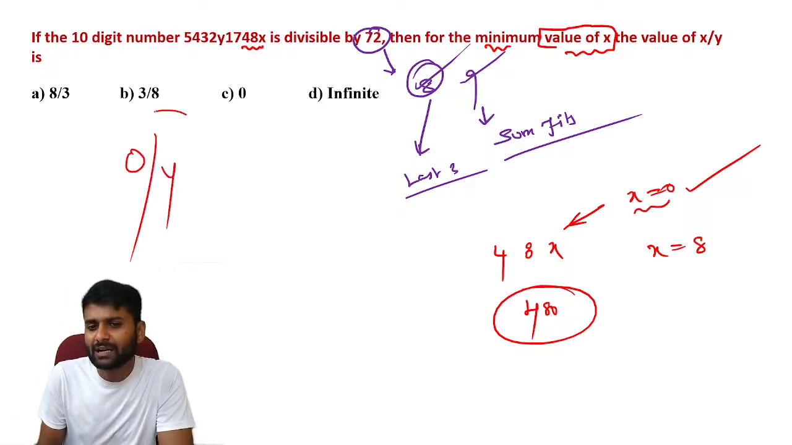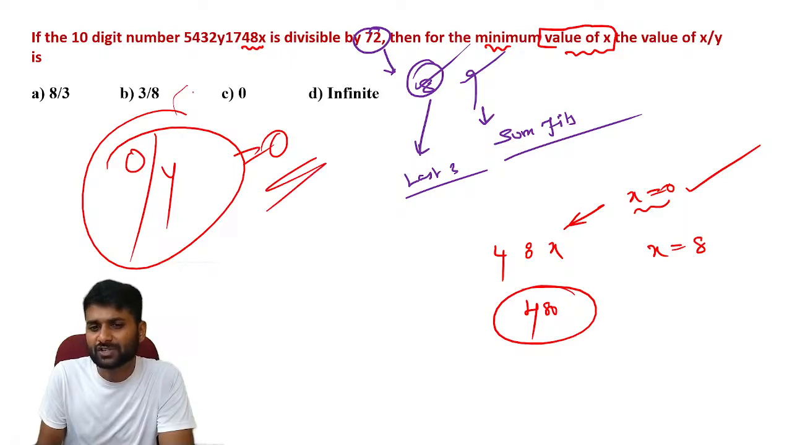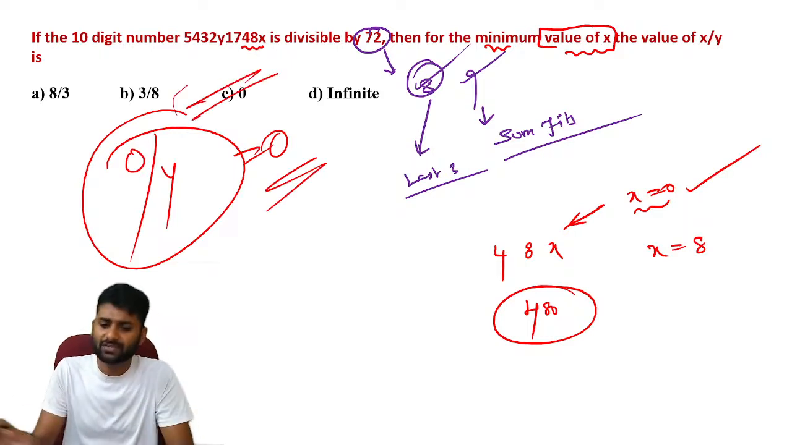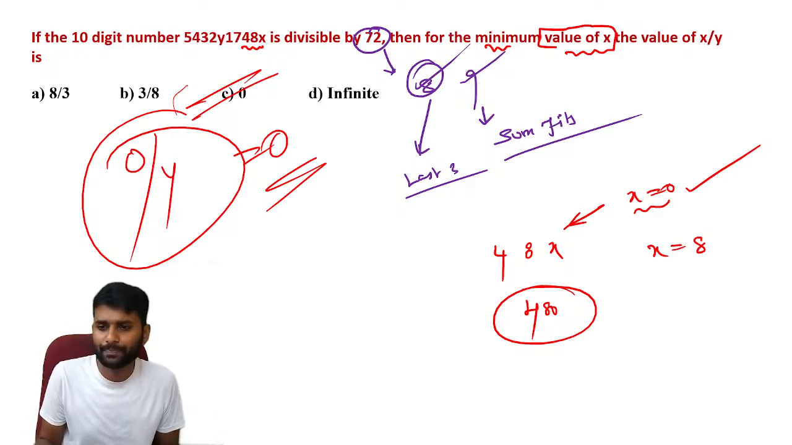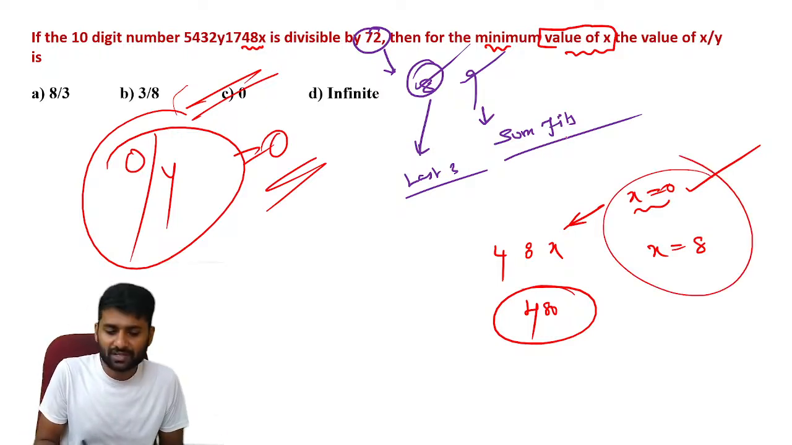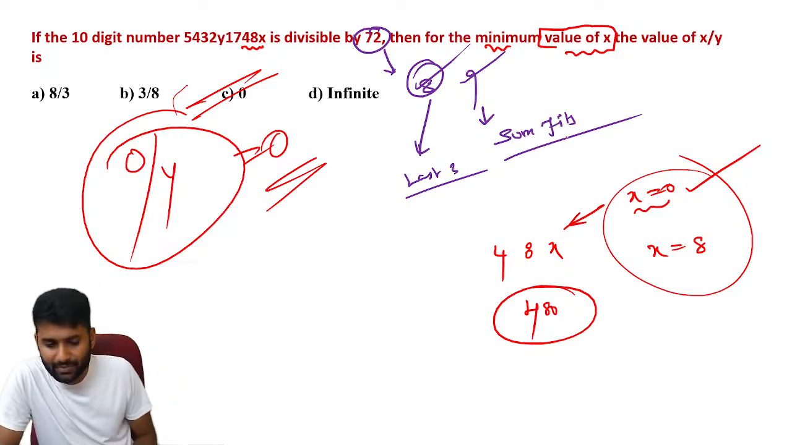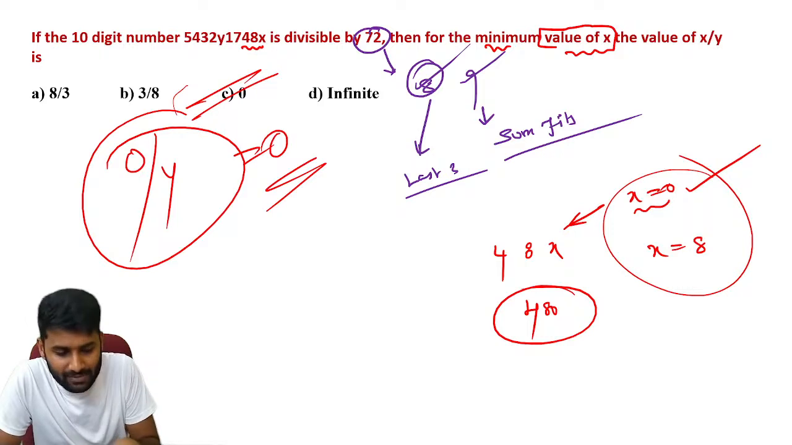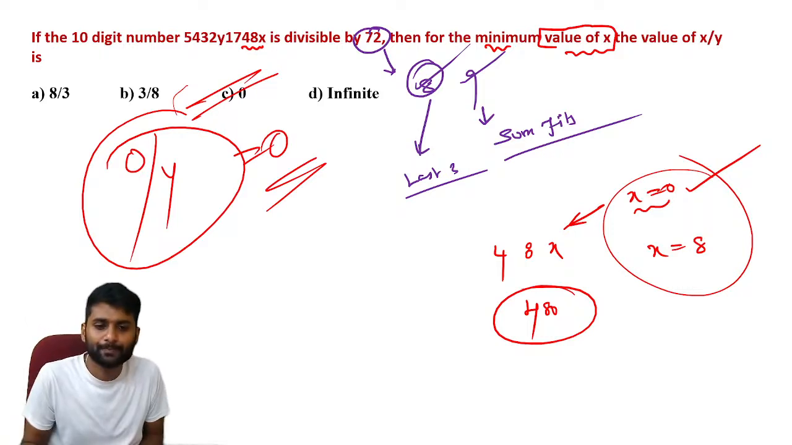If 0 is divided by any number, then the result is 0. Don't waste your time identifying the y value. You know that 0 is divisible by any number, and the result is 0. We have two observations here. x can be replaced with 0 or x can be replaced with 8. According to the information, you have to take x as the minimum. So the minimum value is 0.